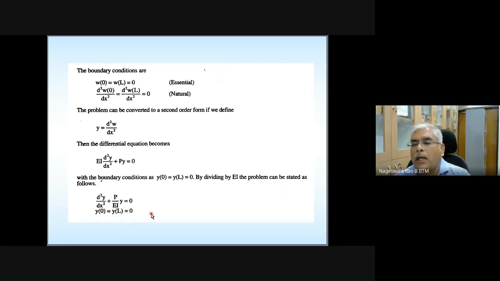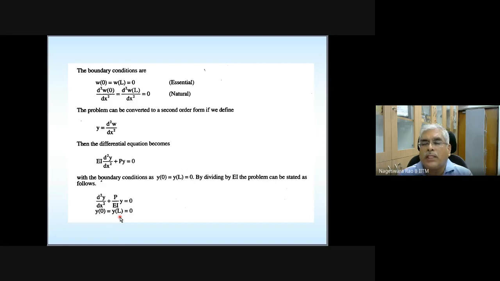So the given column buckling problem, which is having fourth order differential equation with four boundary conditions, transverse displacement at both ends equal to 0, curvature at both ends is equal to 0. That problem is reduced to second order differential equation problem by making this substitution. And similarly, the boundary conditions are reduced in this manner. So now this is a second order differential equation with two boundary conditions.